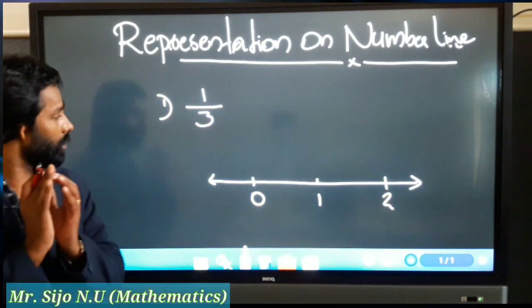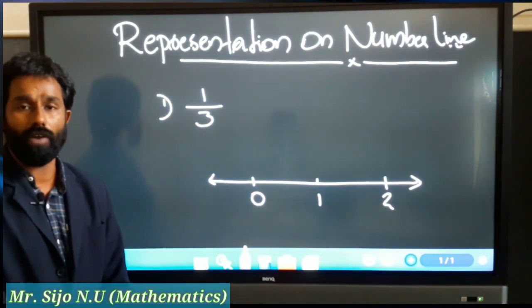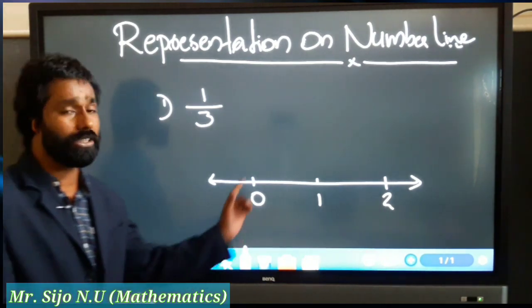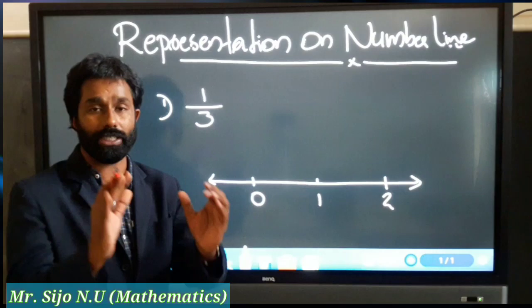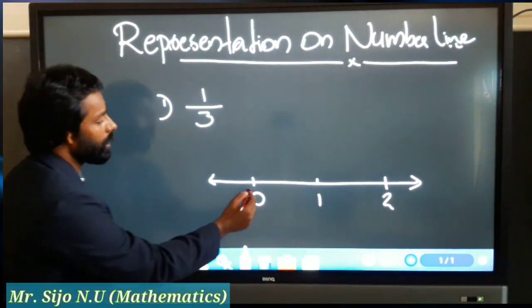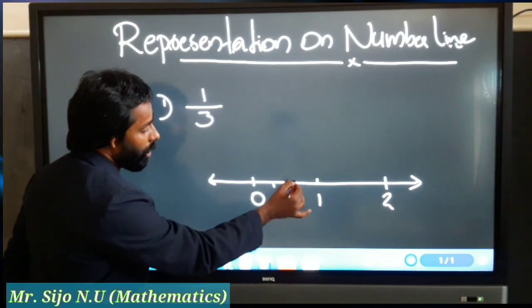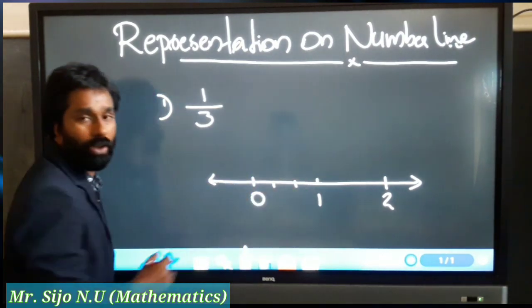Now we look at this fraction. Of course, it's a proper fraction. Its value is in between 0 and 1. So what do we have to do next? We have to divide this unit place into 3 equal parts. So 1 here and 1 here. So 1, 2, 3 equal parts are there.